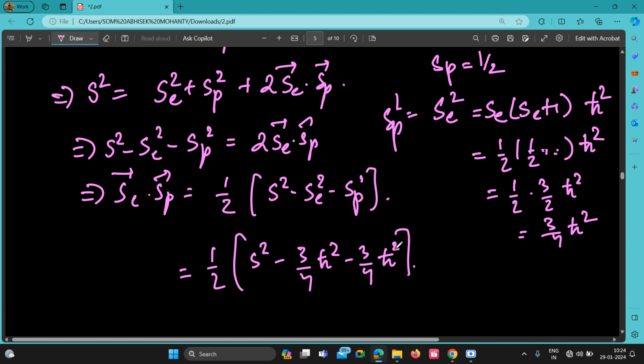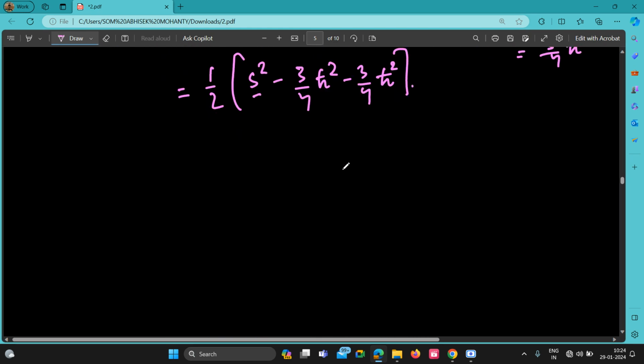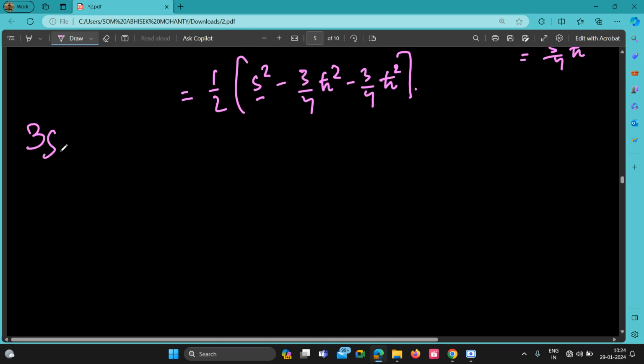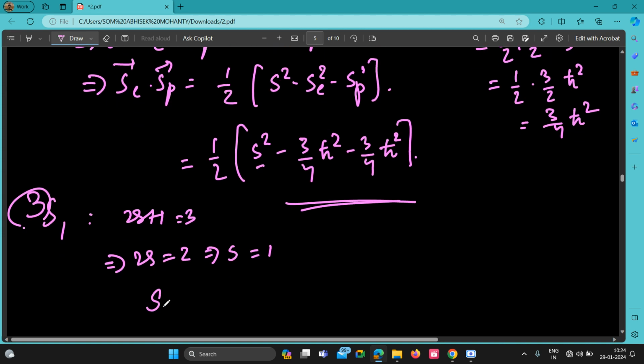Why didn't I put the value of S? Because S is different for these two states. For the state 3S1, 2S plus 1 is equal to 3, so 2S is equal to 2, and S is equal to 1. So for this, the value of Se dot Sp will become half of S square, and S square means what?